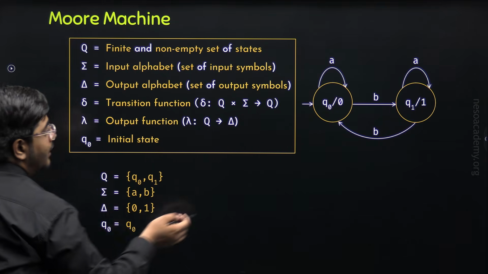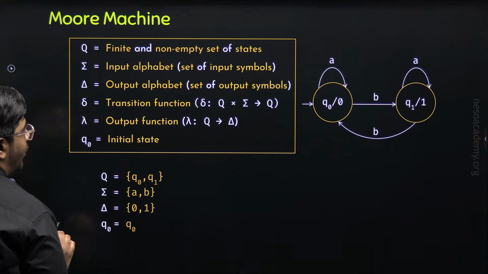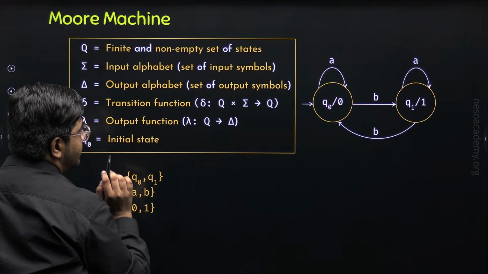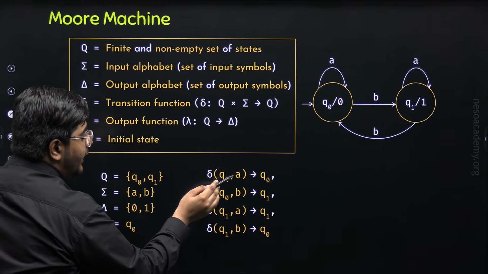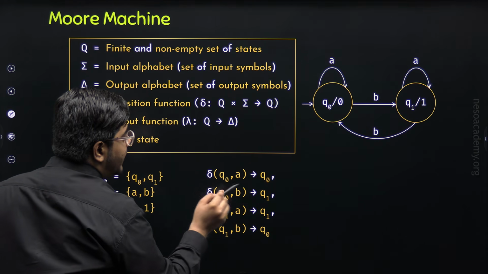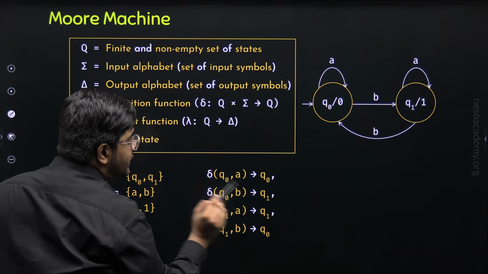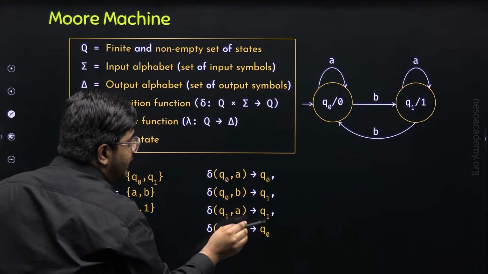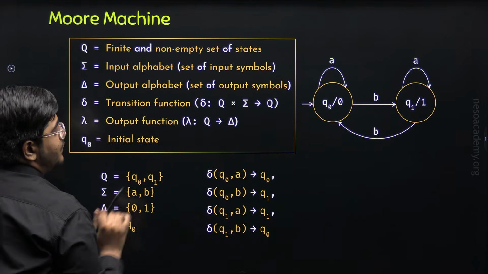Q0 is the initial state, and the initial state for this particular diagram is Q0 only. So here we will write Q0. Now let's calculate the values of the transition function delta. You can clearly see Q0 on A gives Q0, Q0 on B gives Q1, Q1 on A gives Q1, and Q1 on B gives Q0. This is the transition function.